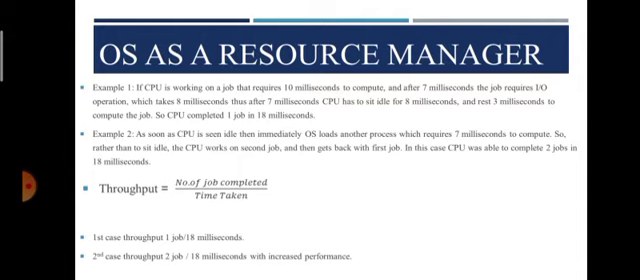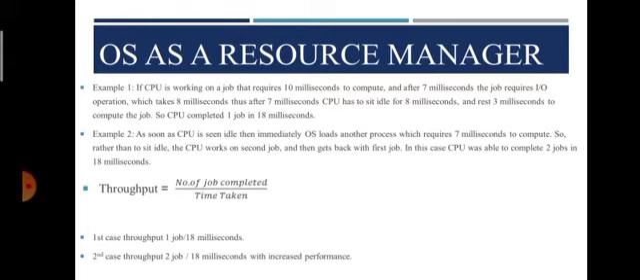What happens in the second example is, while in the previous case the CPU was sitting idle when the job went for input and output operation, during the job's input and output operation the CPU was sitting idle. When the CPU was sitting idle, the operating system noticed this and loaded another job to the CPU. This is your second example.